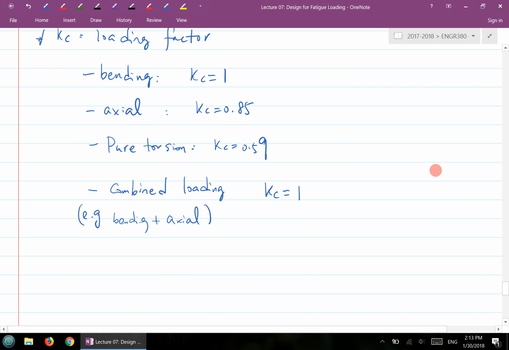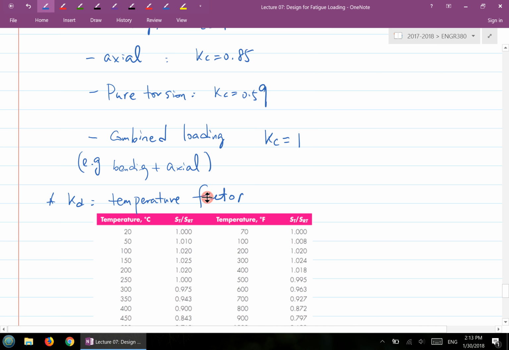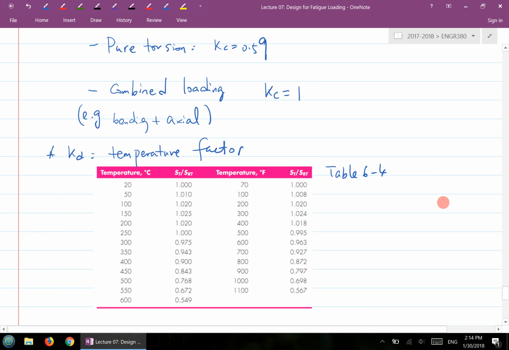Okay, so the next factor here is the Kd. This is called the temperature factor. Okay, the Kd here is called temperature factor. So for temperature factor, we use the following table right here for our calculation. So this table is from table 6-4. And this is your first method. There's another method using formula here.